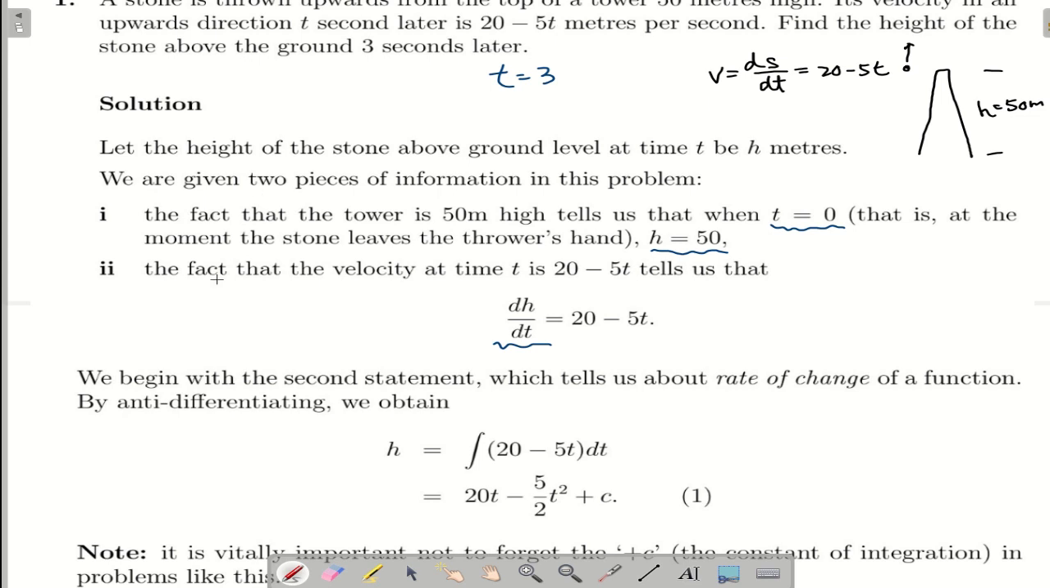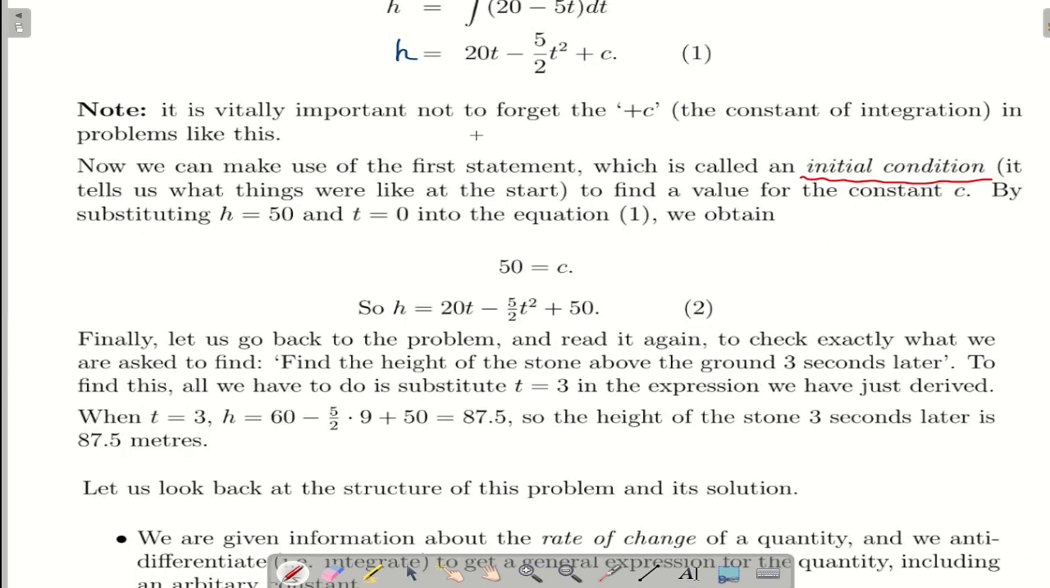Now we begin with the second statement, which tells about the rate of change of a function, by anti-differentiation. We want to take the integration of this with respect to t. We get the function of h. Integrating this, we get h equals 20t minus 5 over 2 t squared plus c. It is very important not to forget the constant c. But how to calculate this constant c?